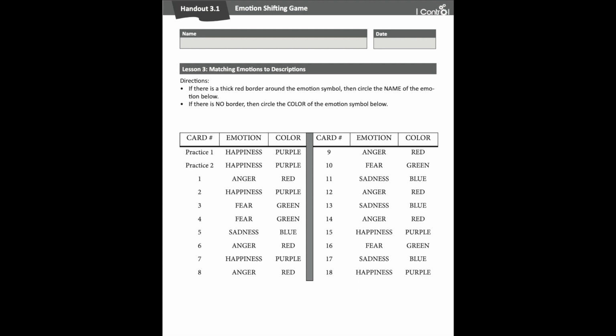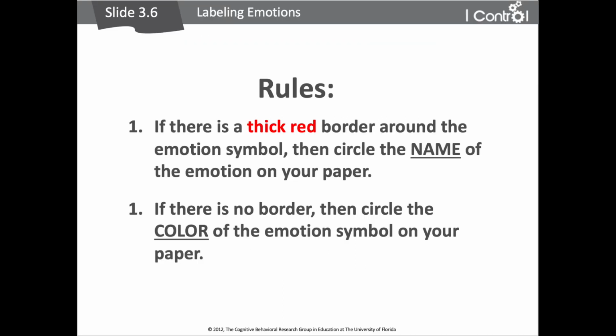Before we start, let's do a fun activity, the shifting game. Turn to handout 3.1 before we review the rules. If there is a thick red border around the emotion symbol, then circle the name of the emotion on your paper. If there is no border, then circle the color of the emotion symbol on your paper. Let's practice before you play the game. Please circle either the name of the emotion or the color of the emotion symbol on handout 3.1 after each slide has been viewed for 3 seconds.